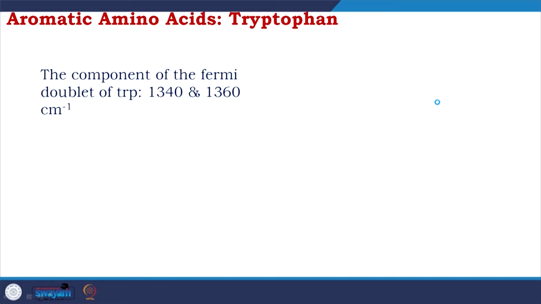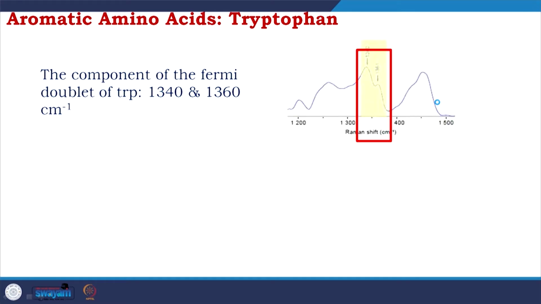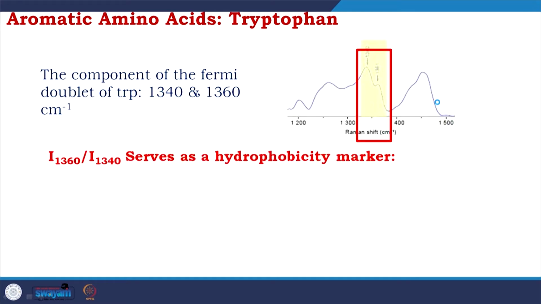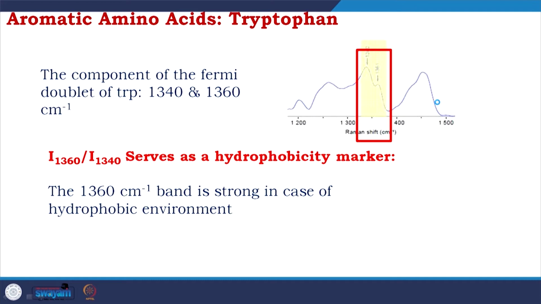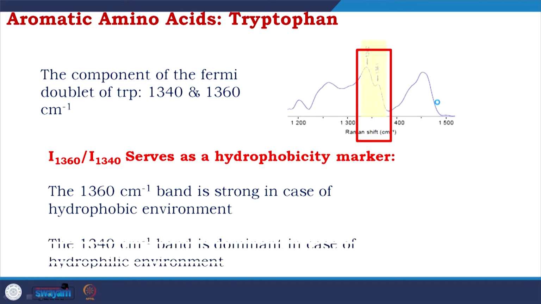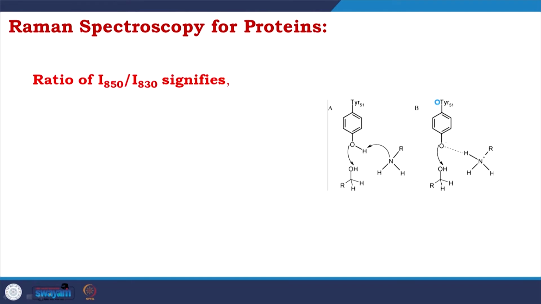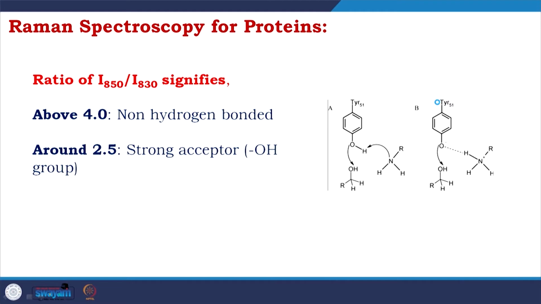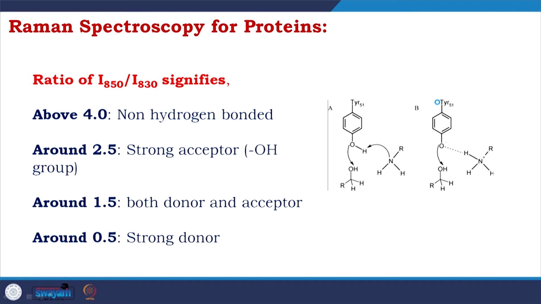The component of the Fermi doublet of tryptophan at 1340 and 1360, I1360 by I1340, serves as a hydrophobicity marker. The 1360 centimeter inverse band is strong in case of hydrophobic environment, and the other one, 1340, in hydrophilic environment. So, I850 by I830 signifies above 4.0 non-hydrogen bonding or no hydrogen bonding, around 2.5 strong acceptor for the hydroxyl group, around 1.5 both donor and acceptor, around 0.5 strong donor. So, it is a very good signature.